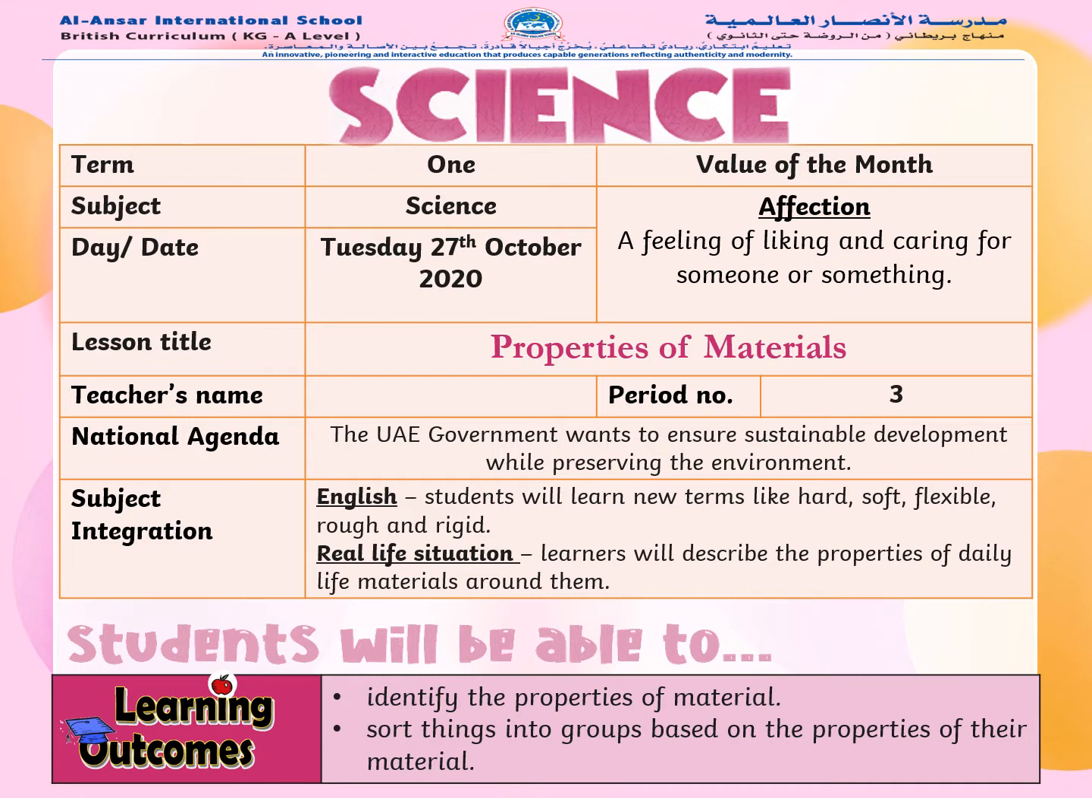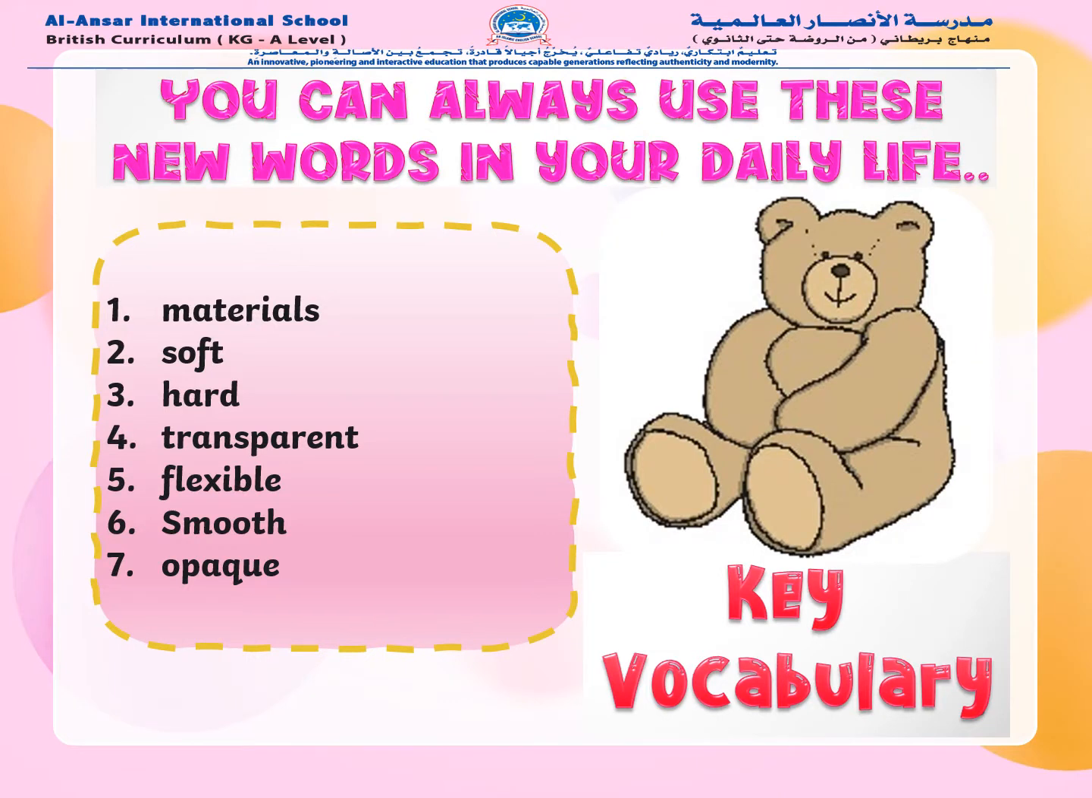Let's have a look at the learning outcomes, which are identify the properties of material and sort things into groups based on the properties of their materials. These are your key words. On number 1, we have materials. Number 2, soft. Number 3, hard. Number 4, transparent. Number 5, flexible. Number 6, smooth. And number 7, opaque.